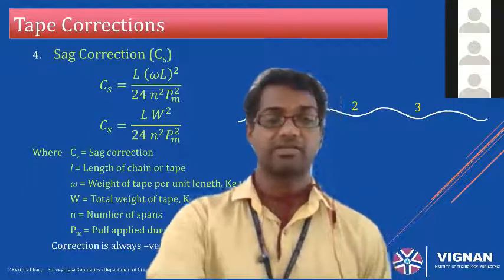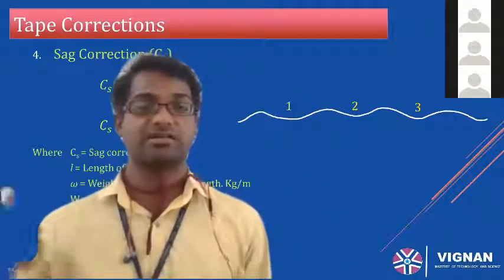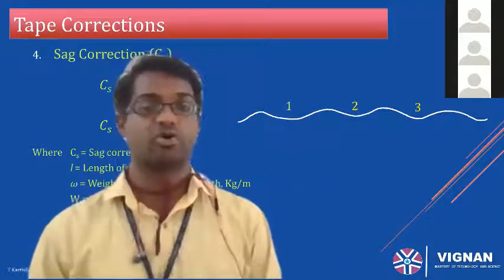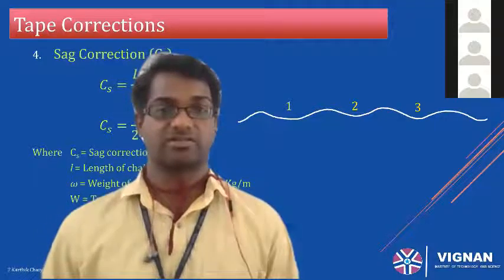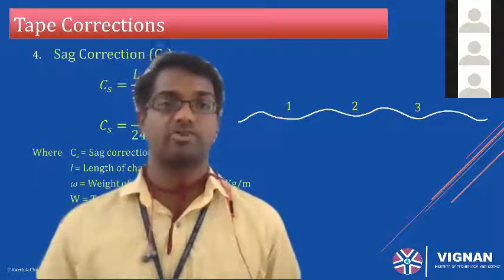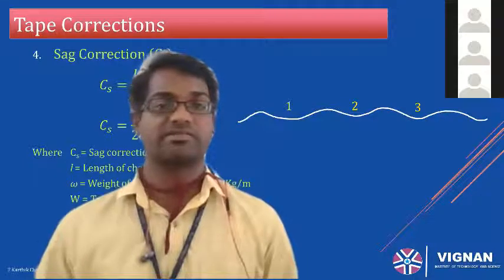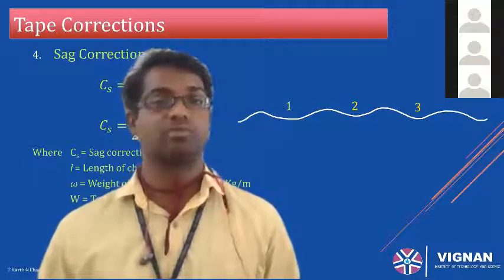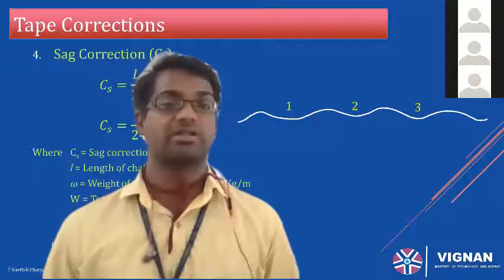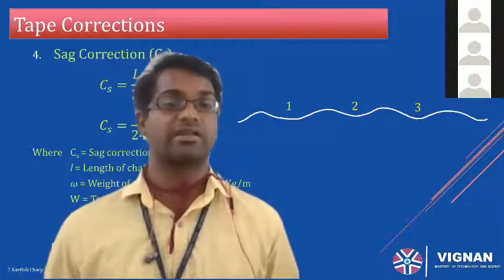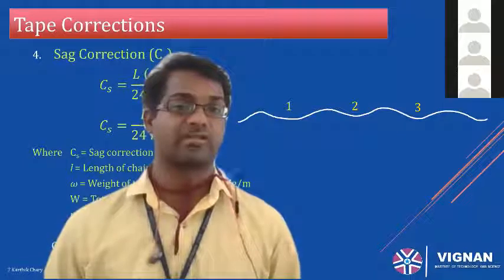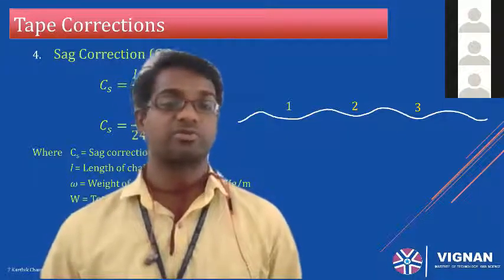This is sag correction. Let us take this as a chain. I've drawn a diagram, and 1, 2, 3 represent the number of sags. So actually it is straight ground, right? But you have so many sags, maybe due to the ground, and the actual measurement you have taken is very much less due to the sag effect. With the sag effect, the actual measurement is always less.